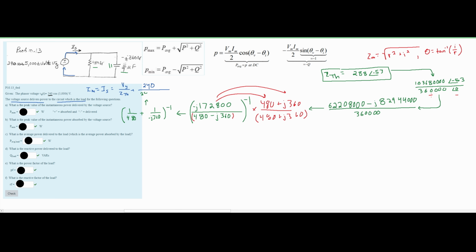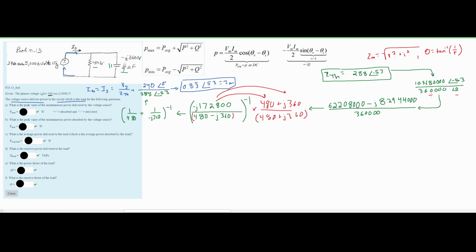We're going to have 288 with an angle of -53, and we need to convert the top to polar. This is just going to be 0 degrees. And once we do that, we're going to just have 240 divided by 288. This is going to give us approximately 0.83, and the 3 is repeating. And then we're going to have an angle of 53 degrees, again because we subtract the denominator angle from the numerator angle. That is the polar equation for our Imax.